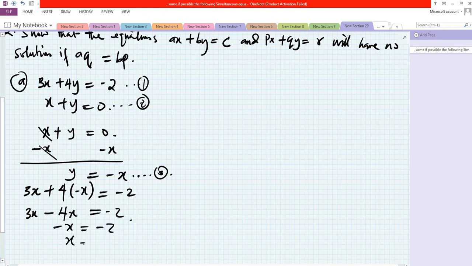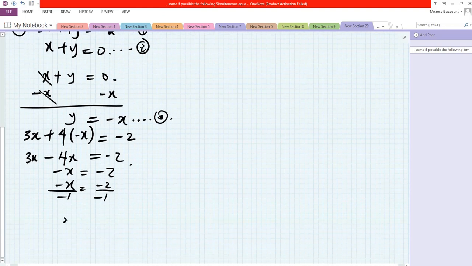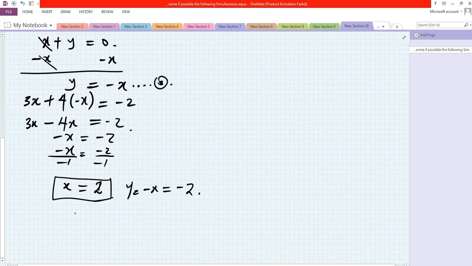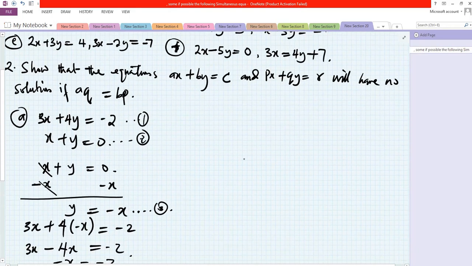So x will now be equal to, if you divide all through by minus 1, x equal to 2, and your y is equal to minus x, which is equal to minus 2, since x is equal to 2. So the coordinate is 2, minus 2, the coordinate of that answer.